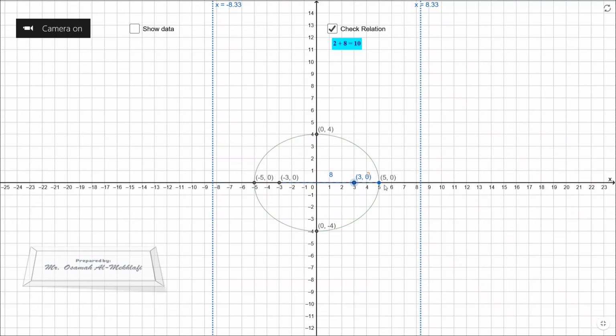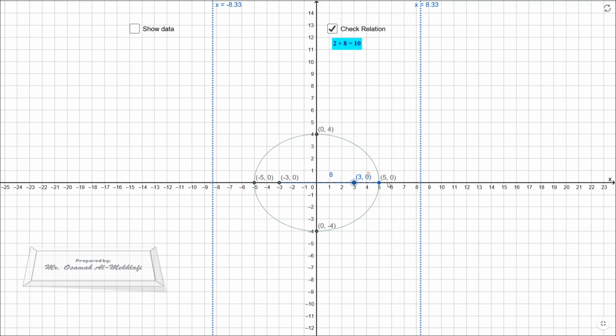If the value at the vertex is 5, then 2a is 10. So the relation is 10. Okay? So the length of the major axis is 10. This is how long this line is. This line is 10 units, and it is the same as the one that we get from the relation. The length of the minor axis is 8 because it is 4 here and 4 here.